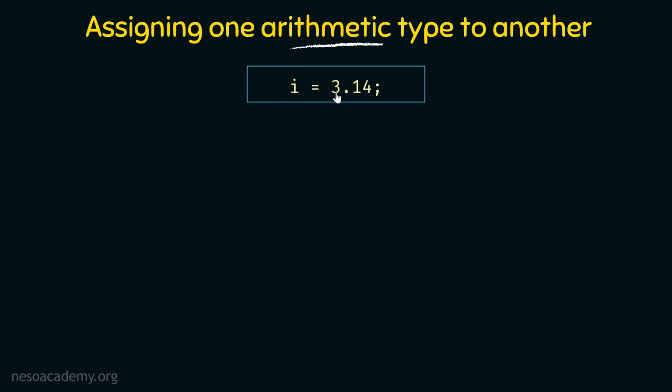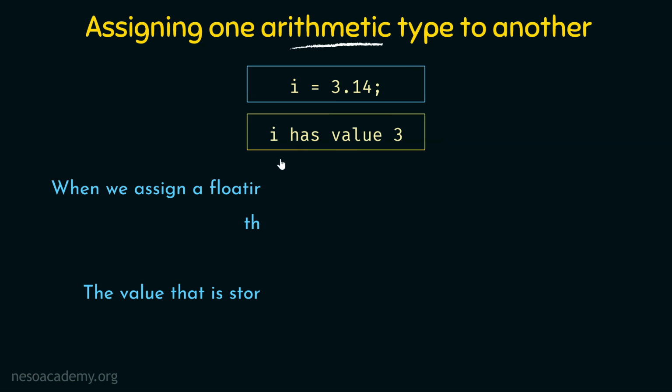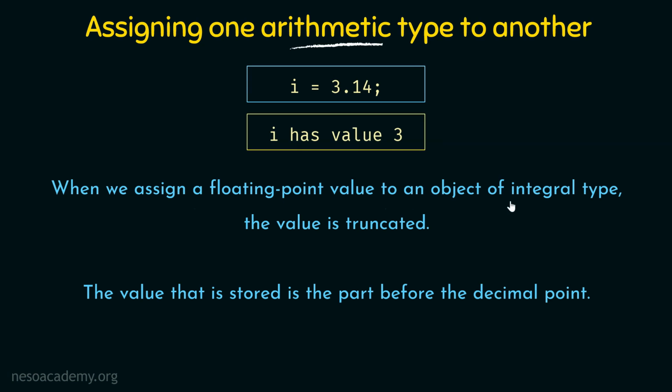The next one is i equal to 3.14. Now if you remember, i was an integer, the integer that we had in the previous slide and in our example. To this integer variable, we are assigning a decimal value, that is 3.14. So what will be the output here? You must have guessed it. i has the value 3. We know that integers cannot take decimal values, so the decimal part will be ignored and only the 3 will be taken. When we assign a floating point value to an object of integral type, the value is truncated. That means the part after the decimal point will be removed.